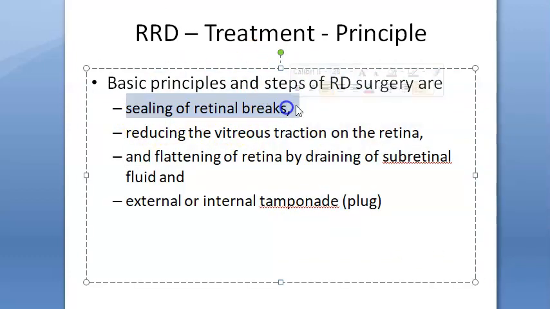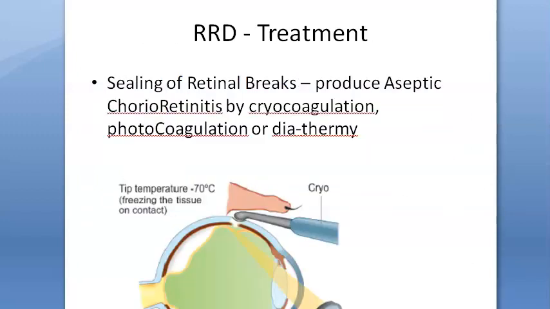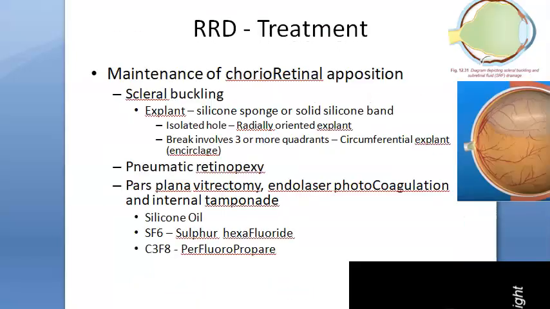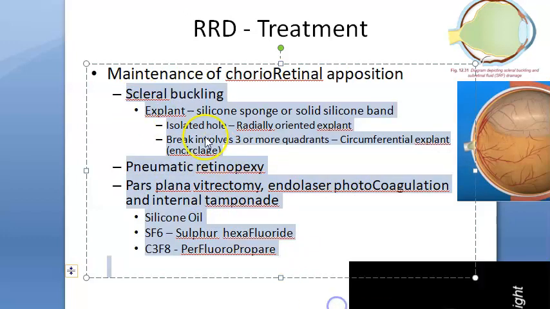You seal the break. We already told you that, laser photocoagulation, cryotherapy, etc. Reduce the traction, flatten the retina by draining the subretinal fluid. So whatever fluid from the vitreous has gone and accumulated there as subretinal fluid, you will drain it and you will put tamponade. There are so many ways of doing this, guys. Sealing the retinal break, drain the subretinal fluid, maintain the chorioretinal opposition by scleral buckling, pneumatic retinopexy, pars plana vitrectomy, all this, guys. You have to remember these names, okay?